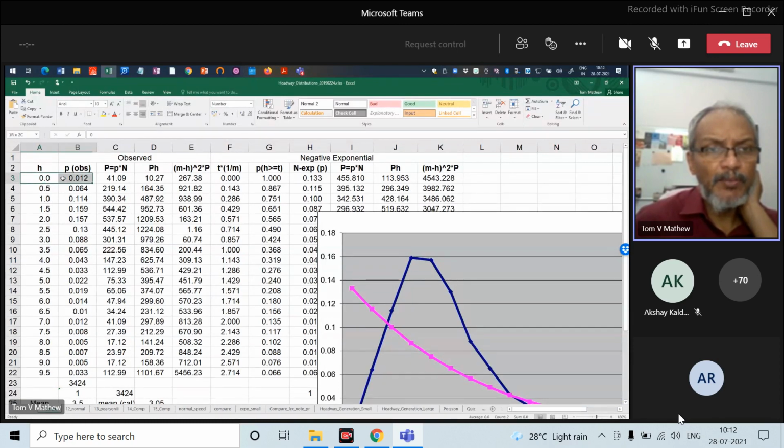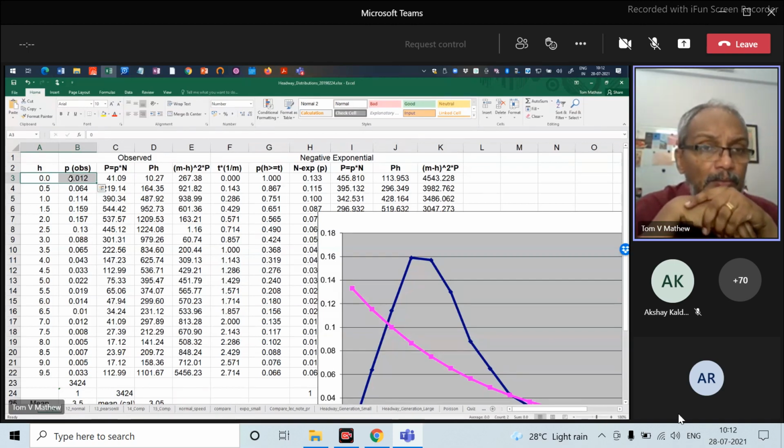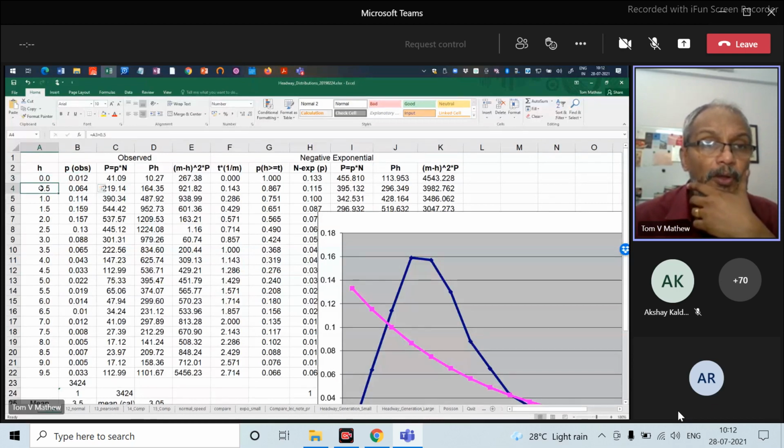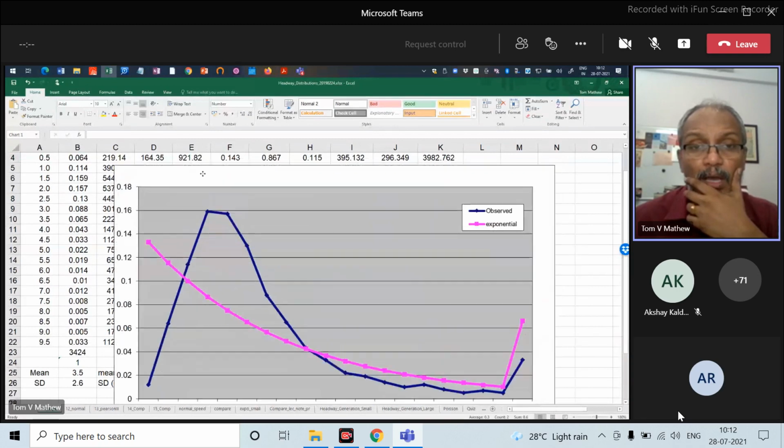what you see from here is an observed head weight. Here it is in the 0.5 second interval, 0 to 0.5. The proportion is 0.012, and 0.5 to 1, 0.064, and so on. Okay, and then we plot and then compute this.